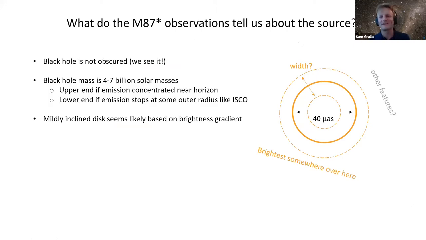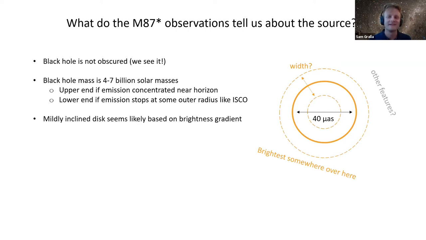Well, we shouldn't lose sight of the fact that we saw a black hole, right? Okay, it wasn't the black hole shadow they claimed it was, but it's the black hole. It's incredibly exciting, right? It's not obscured. You see a hole in the image, that's amazing. And from that, you can bracket the mass.